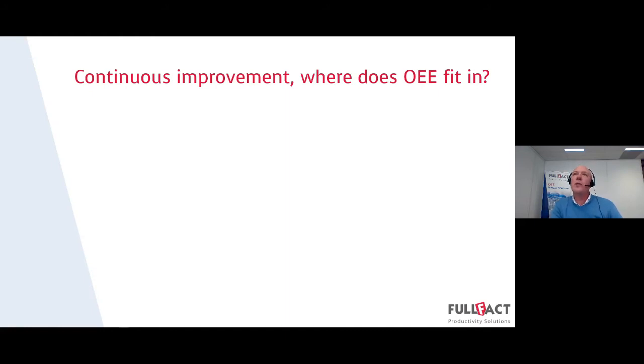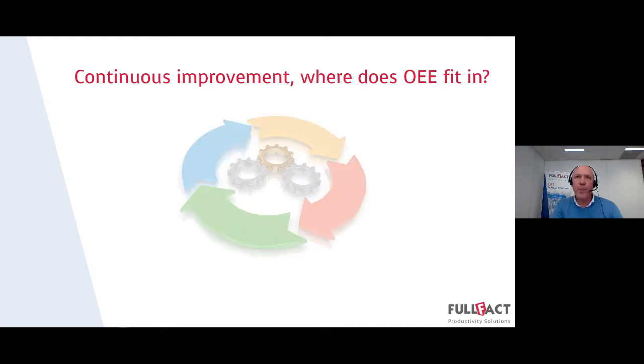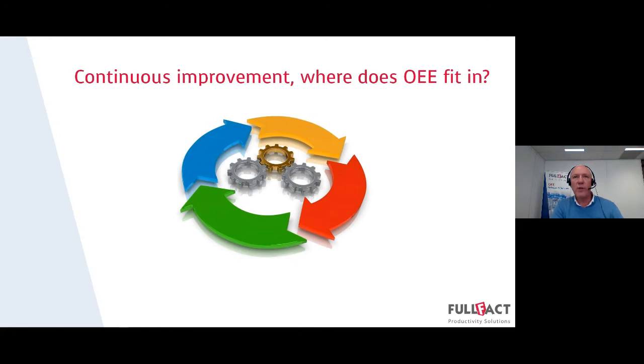Continuous improvement, where does OEE fit in? OEE is a tool for continuous improvement. OEE is not a holy grail. It's just a tool that provides figures to the continuous improvement. But where do we fit in? Every business has a certain cycle that consists of planning. Then you do something according to your planning. You check what you did, and then you act. You make a new plan. You put the plan into action, and you do it, and you check it, etc.